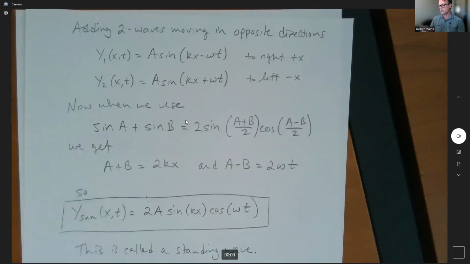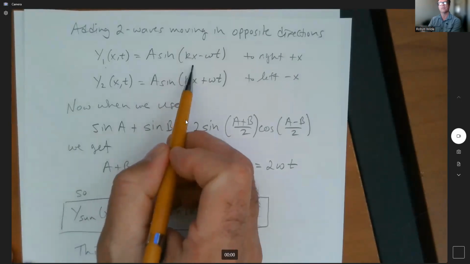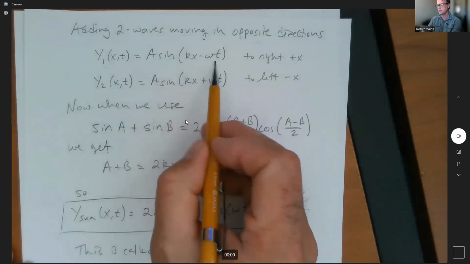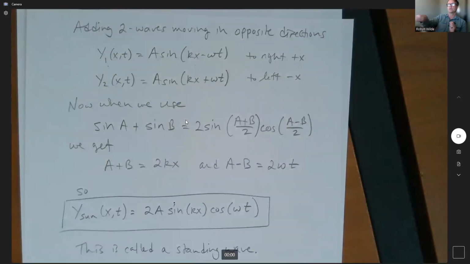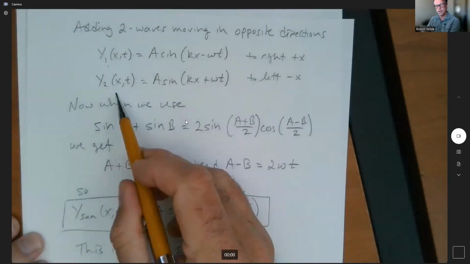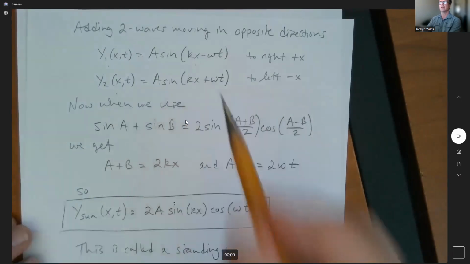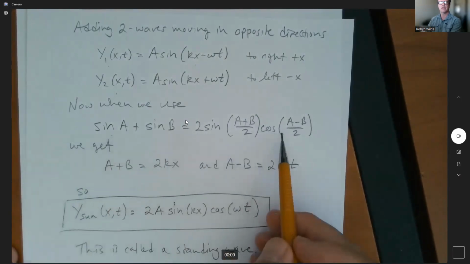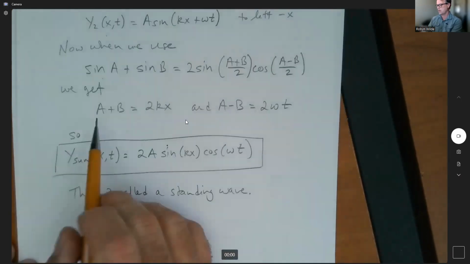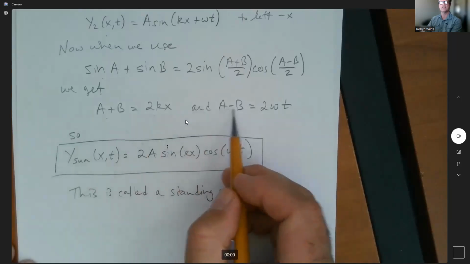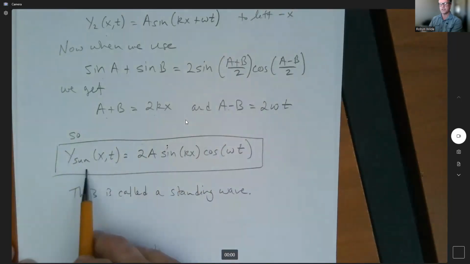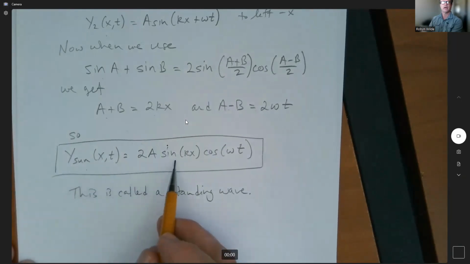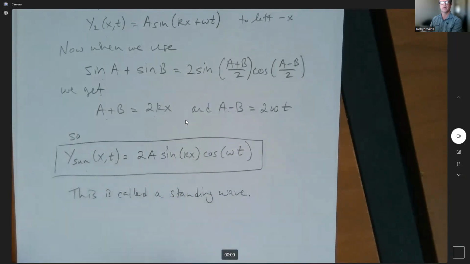Now, I can write a wave that's moving to the right, if you remember in the first lecture, by putting a minus omega t. This corresponds to a wave that's going to the right, whereas my second wave here has a plus omega t, and that corresponds to a wave going to the left. So they are going in opposite directions. I'm just going to add them together using the same trig identity. And when I do that, I get a plus b just equals 2kx, a minus b is 2 omega t, and my sum of the two waves is 2a sine of kx times cosine of omega t.